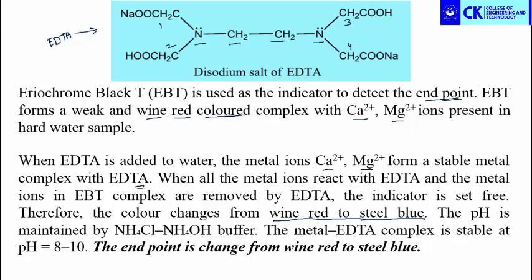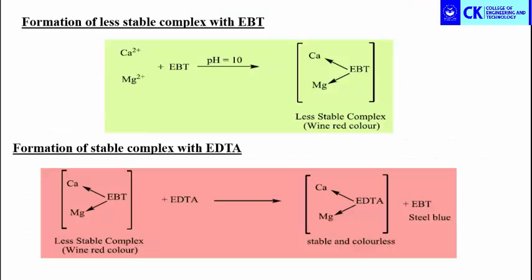For the complex to form, the pH of the solution must be 8 to 10. To maintain this pH, we add a basic buffer, which is a mixture of ammonium chloride and ammonium hydroxide. This is the buffer solution we add to the water sample so that we maintain the pH at 8 to 10. Then at this pH only the complex will be made. So the endpoint is from wine red to steel blue. This is the principle behind this experiment. So with this knowledge, we are going to see the laboratory demonstration session.